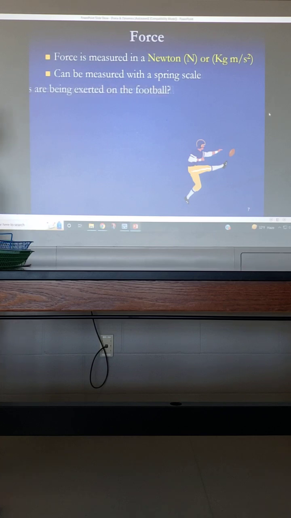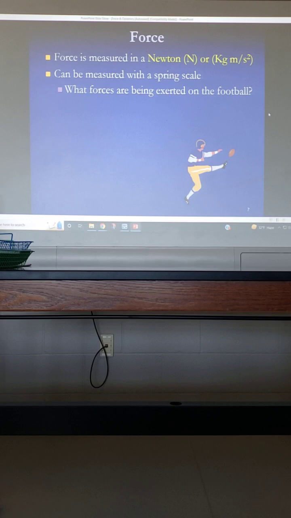Okay, this can be measured with a spring scale. Should have got one out. So a spring scale, you might have seen these if you do much fishing. You probably have one in your tackle box or possibly on your boat. You have a boat?